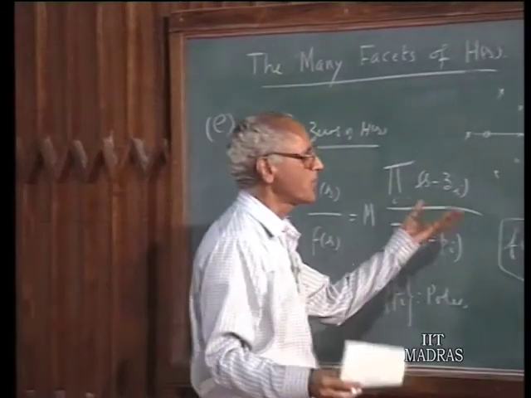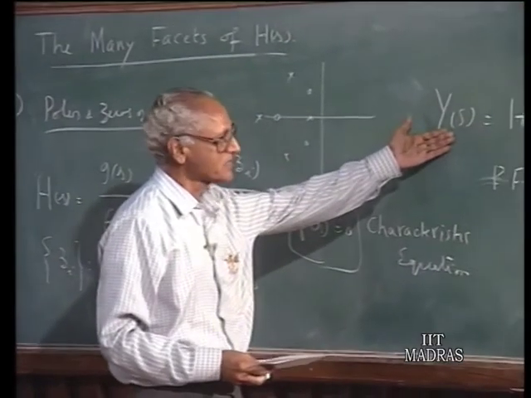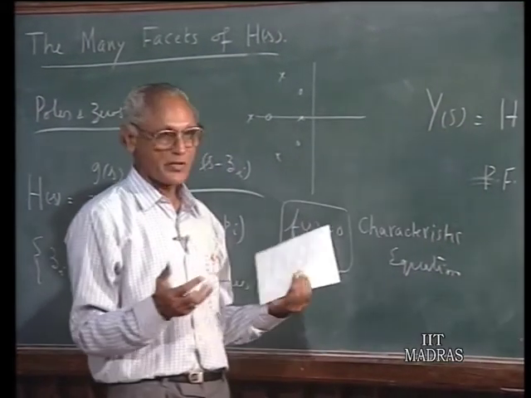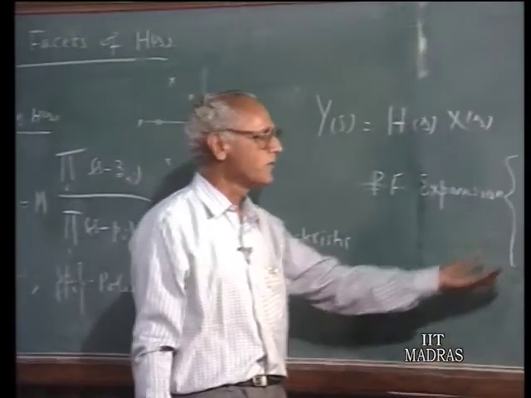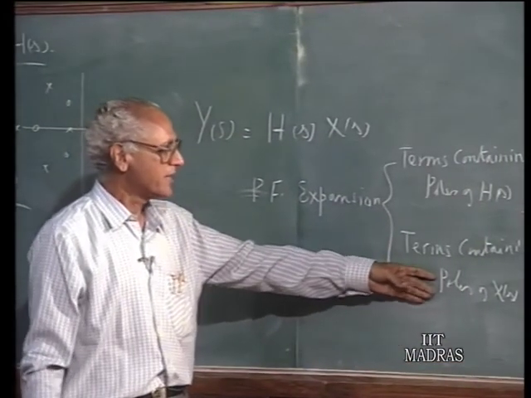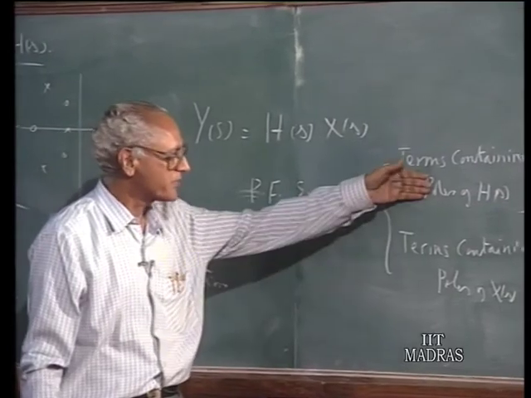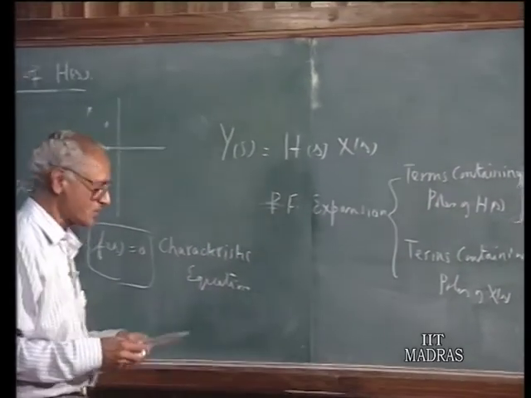And the total response is what you obtain when you take the inverse Laplace transform of this. So whenever you want to segregate the total response into its natural response and forced response, you can always look at this as emanating respectively from the poles of H(s) and the poles of X(s).